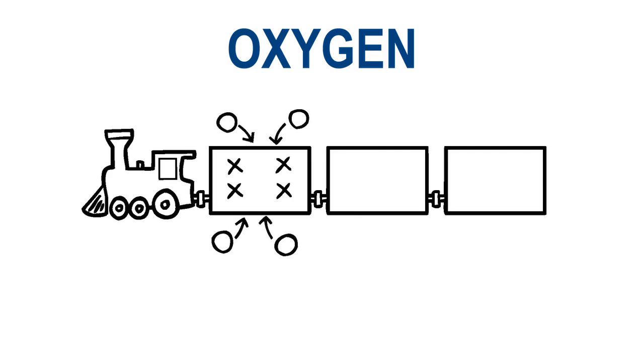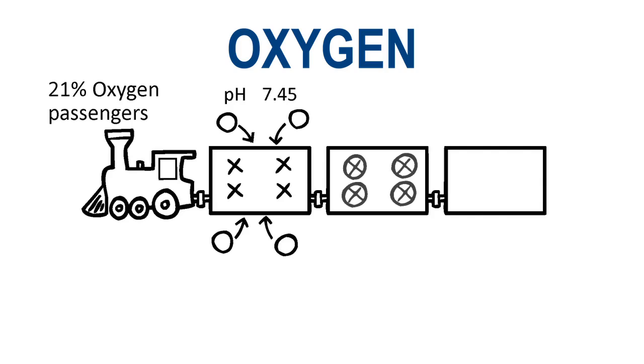So, provided the conditions are correct in the lung, and that means that there is an adequate supply of oxygen, that we have our 21% of oxygen passengers, all ticketed and ready to go, and provided that the pH in the lung is sitting at 7.45, the carriage doors will open. 4 passengers will enter. They will sit on their metal seats and lock down their chemical seat belts for the journey. And that will give us a saturated molecule of oxygen on the hemoglobin.